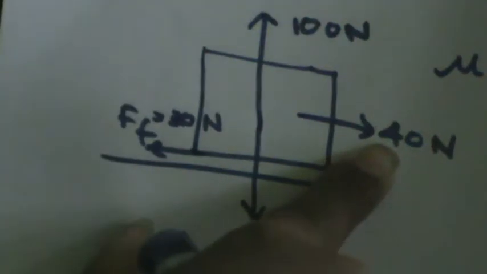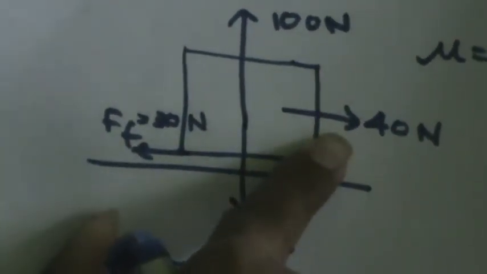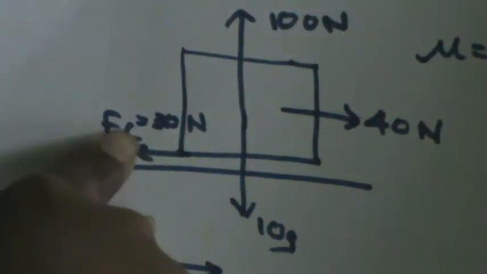So for this object, which has a net force and a net acceleration in this direction, to make it stationary, keeping this 40 newton force constant, what I simply have to do is make the frictional force a force of 40 newtons, or greater than 40.